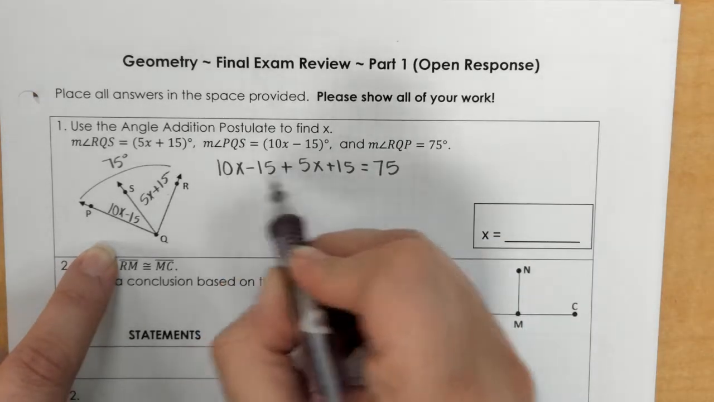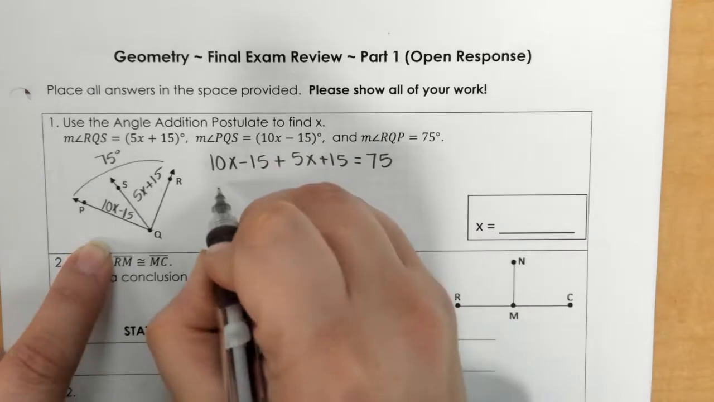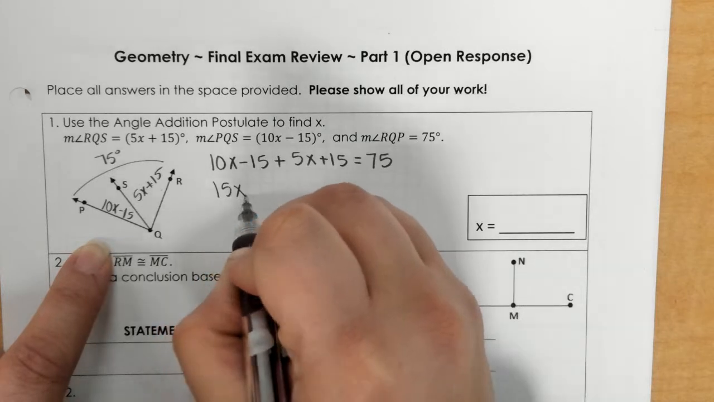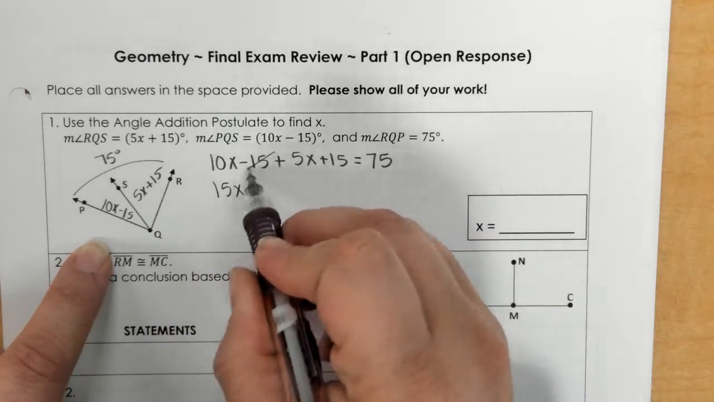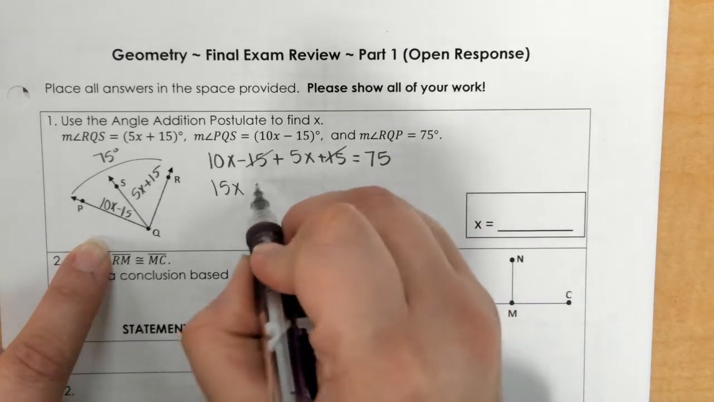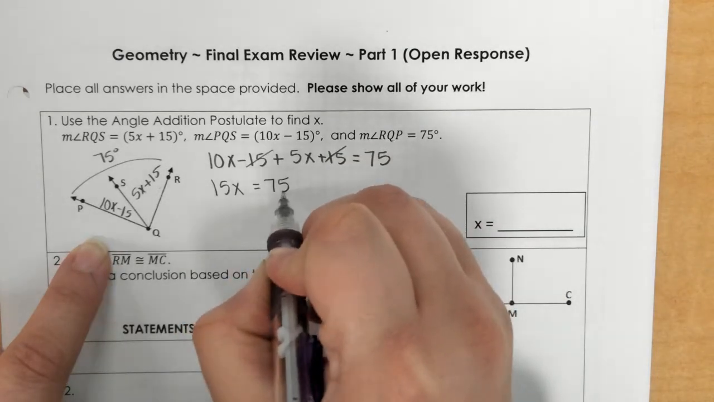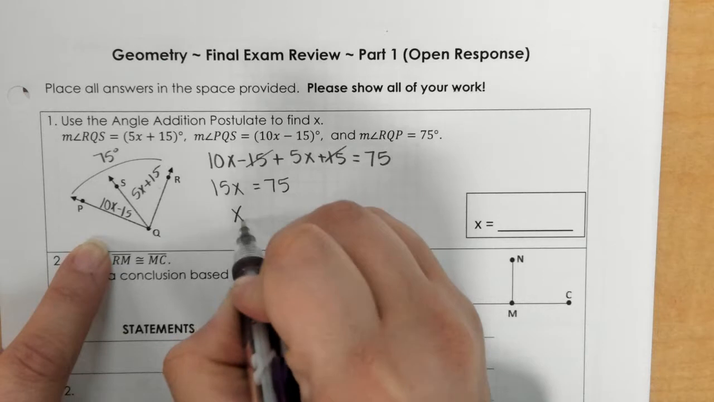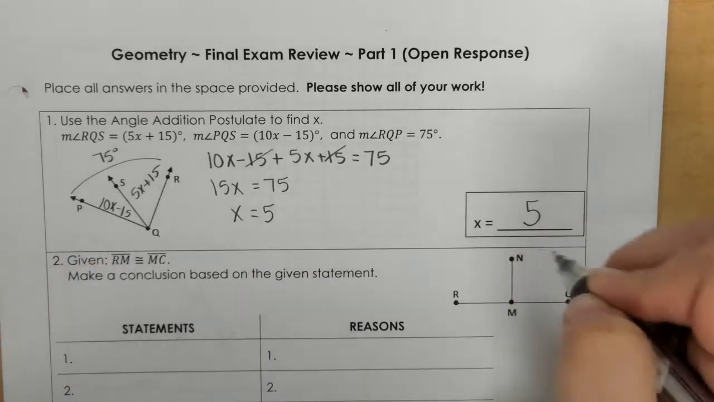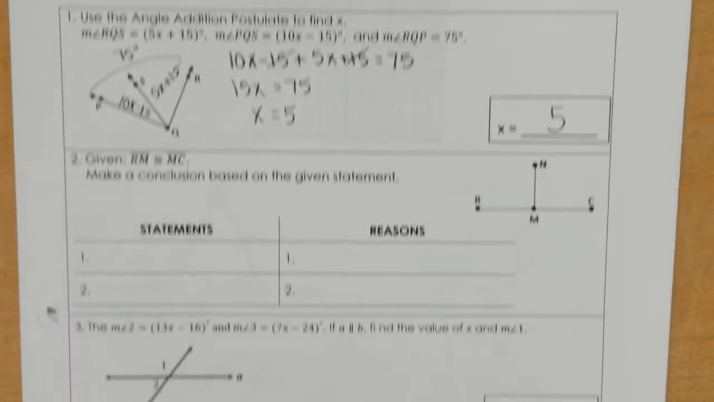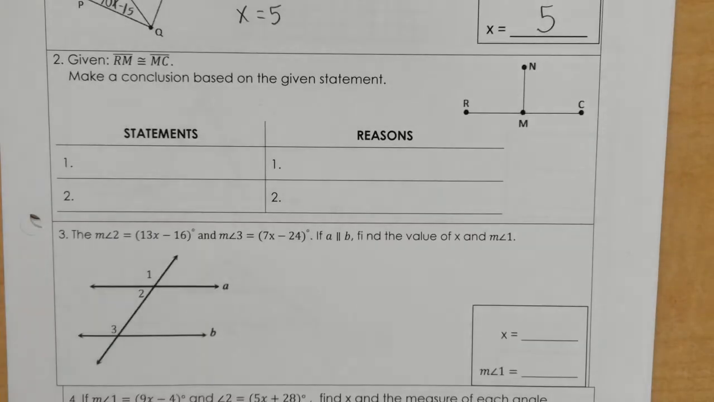So I would need to combine my like terms. 10x and 5x make 15x. And then 15 and negative 15, they just cancel each other out. So we're equaling that to 75. And then if I divide by 15, x is 5. And that's all it asks for. It just asks for x. So x is 5. In number 2, this is a very small proof.